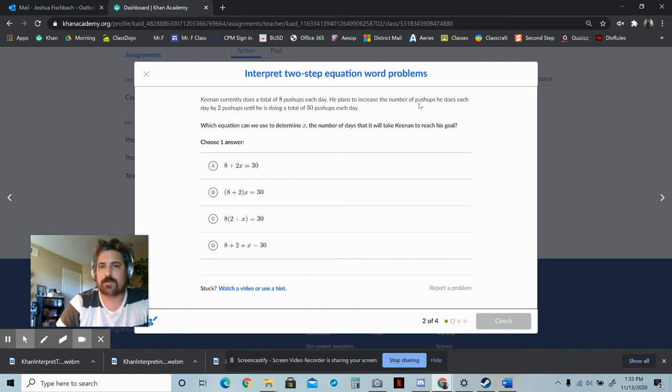He plans to increase the number of push-ups he does each day by 2 push-ups until he is doing a total of 30 push-ups each day. So it's going to be at a constant rate. It's always going to increase by 2. Every day it's going to go up by 2. This is the slope or the multiplier. So it's going to be 2 times the number of days plus 8, his initial amount, together should equal 30. So it's going to be 2x plus 8 equals 30. So this is the correct one, 2x plus 8 equals 30.